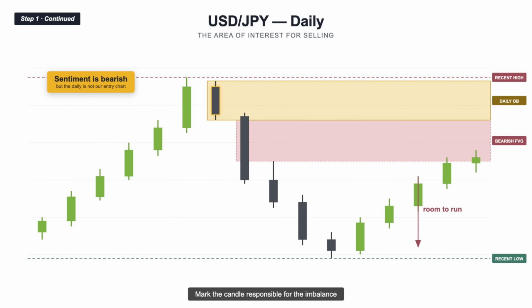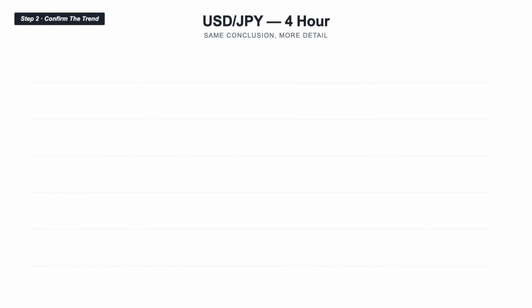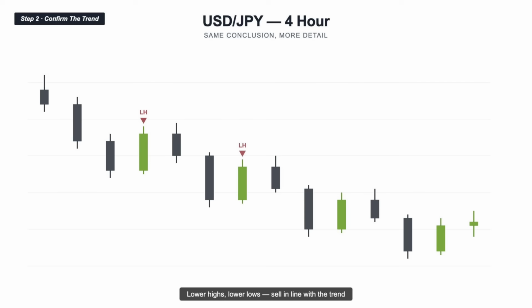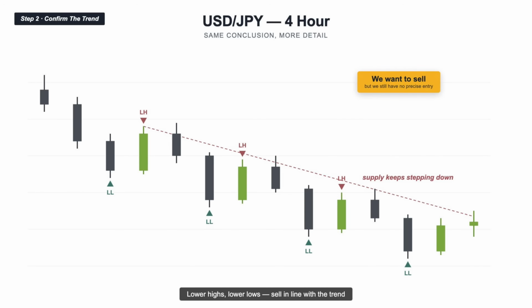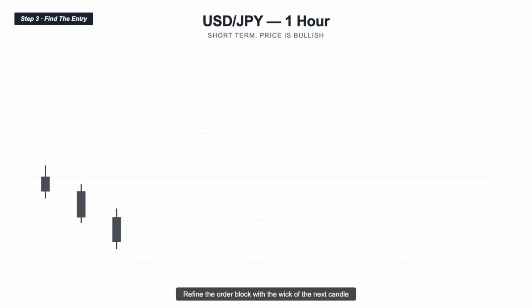Price is trading near it right now, but the daily is not our entry chart. Our read here is simple. Sentiment is bearish and there is room to run before the next demand zone. Down to the 4 hour. Clean downtrend. Lower highs, lower lows, one after another. Same conclusion, more detail. We want to sell in line with the trend, but we still don't have a precise entry. So we drop to the 1 hour, and here it gets interesting.